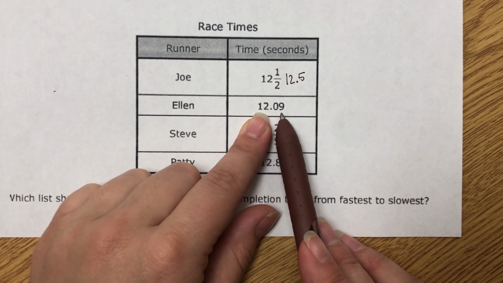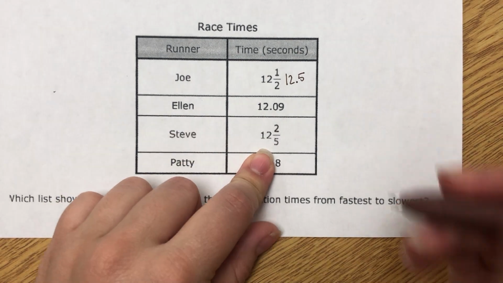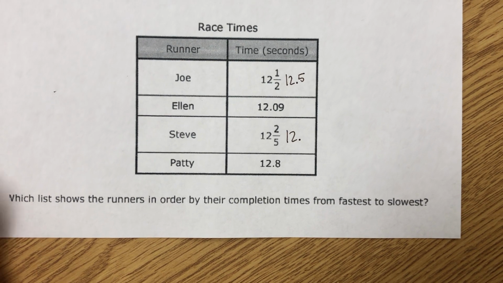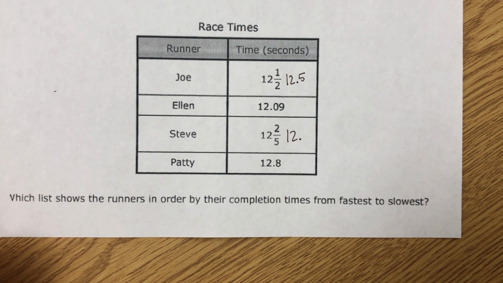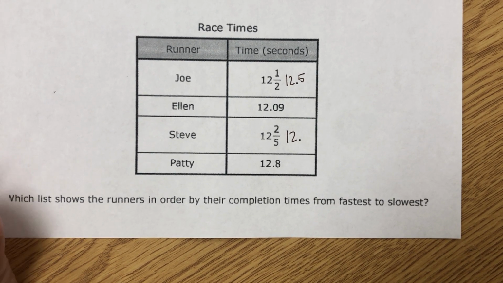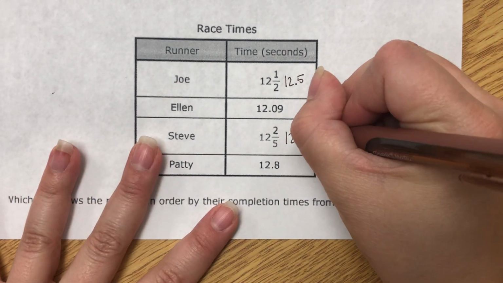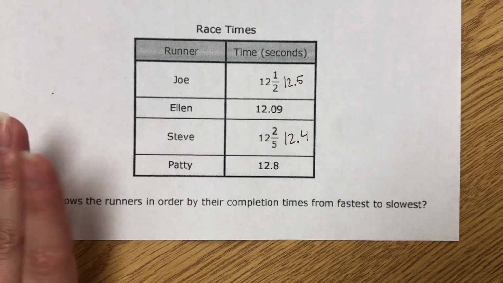12.09, we don't have to do anything to it. 12 and 2/5, I do. So let's take 12, put a decimal, and then I'm gonna figure out what 2/5 actually is. So 2 divided by 5 gives me 0.4. So I just put the 0.4 at the end of that whole number.